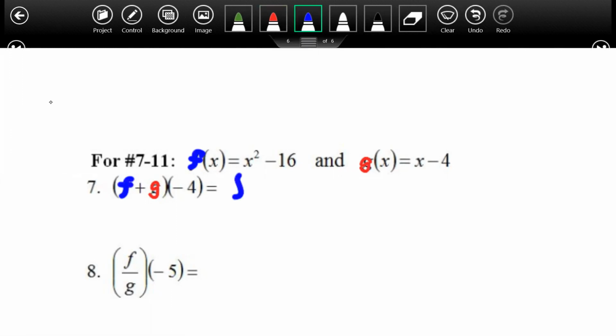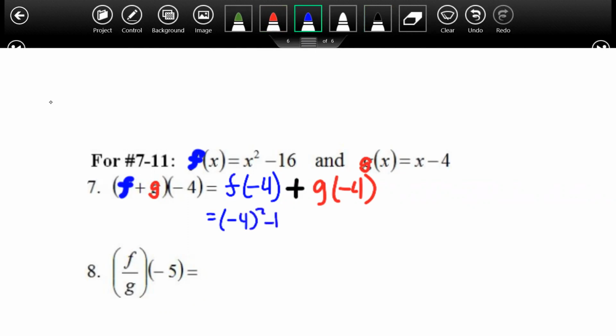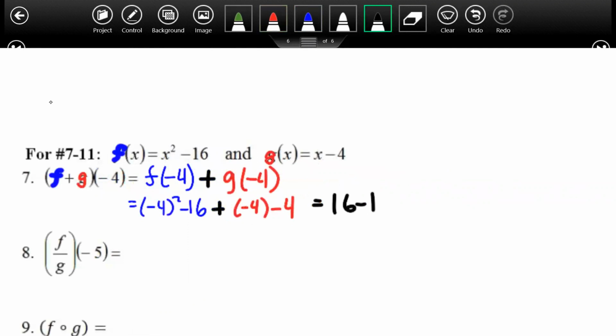The first thing I'm going to do here is f of -4 plus g of -4. This is probably the easiest way for you guys to see it and evaluate the function. I'm going to evaluate them at -4, so it's plugging these in: -4 squared minus 16, plus my g function, which is -4 minus 4. All we're doing is plugging in and evaluating. This will be 16 minus 16 plus -4 minus 4. These cancel, giving me just -8.